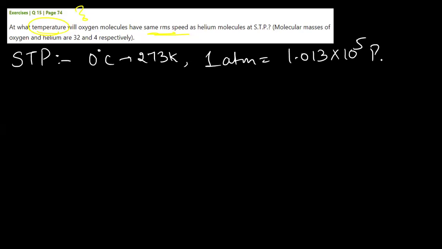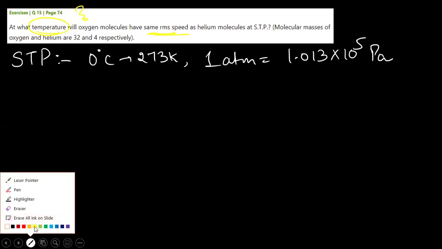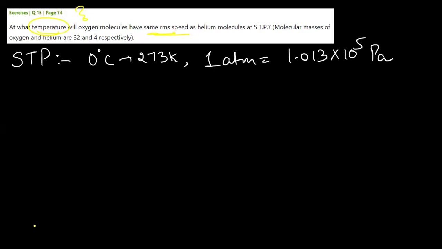5. In many chapters we have learned this value, the 1 atmosphere value. So you need to remember, whenever STP is asked, STP means 0 degrees Celsius, 273 Kelvin, and 1 atmosphere, that is 1.013 into 10 raised to 5 Pascal. This is what is known as STP. The question is asking, you are supposed to find the temperature, right? You are supposed to find the temperature.